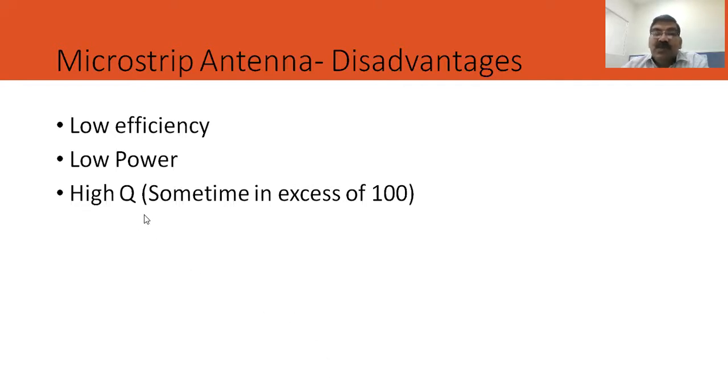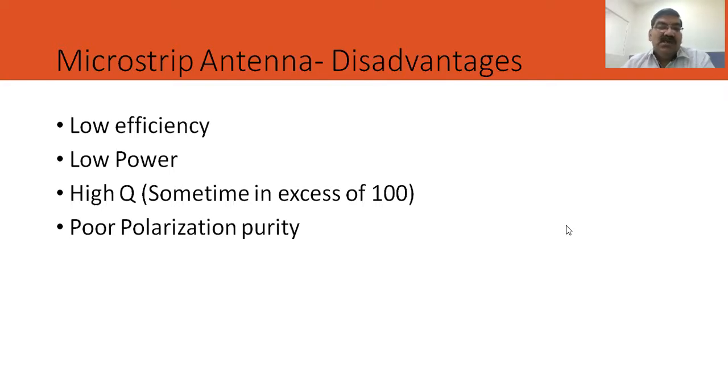High Q. Q means quality factor. It is more than 100 sometimes. So if your quality factor is high, then bandwidth is low. So ultimately it is acting for a narrow band. Again, this is the disadvantage. But by some combinations and modifications, researchers are working on bandwidth enhancement, so it can be resolved, but it has high Q. So for the basic antenna, this is the disadvantage.